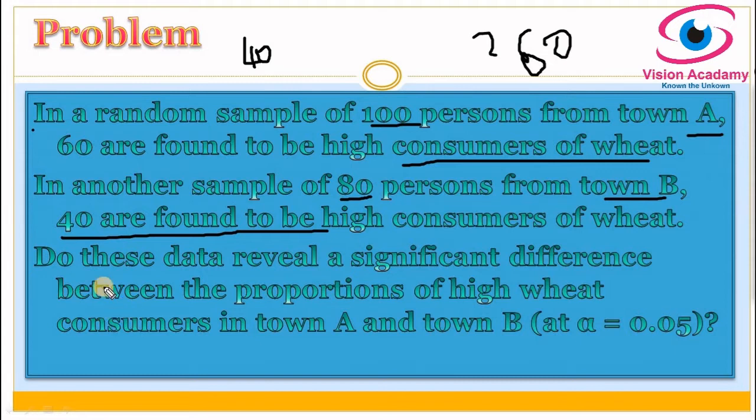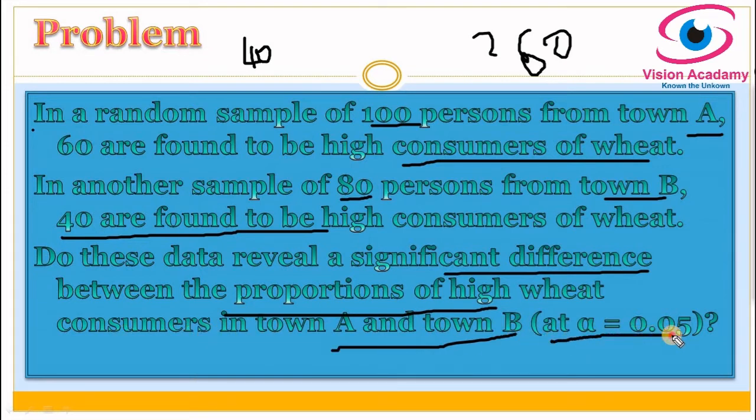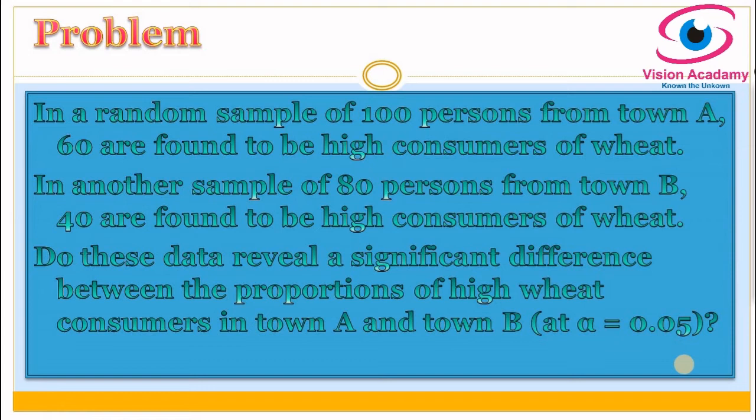Now the question is, do these data reveal a significant difference between the proportion of high wheat consumers in town A and B? From the data of town A and town B, they are asking us, do these data reveal a significant difference between the proportions of high wheat consumers? So we want to test this and later take a decision out of it. We want to test the hypothesis at 5% level of significance. Then let us go through it step by step.